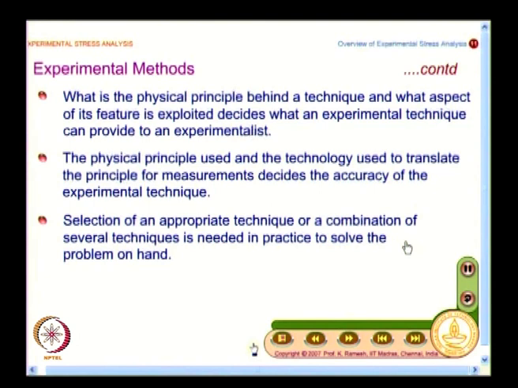And as I have mentioned earlier also, the physical principle behind a technique and what aspect of its features is exploited decide what an experimental technique can give. So, I need to know the physics behind it.